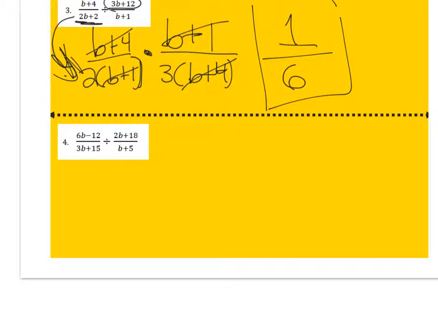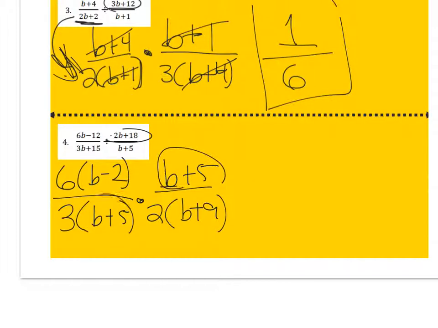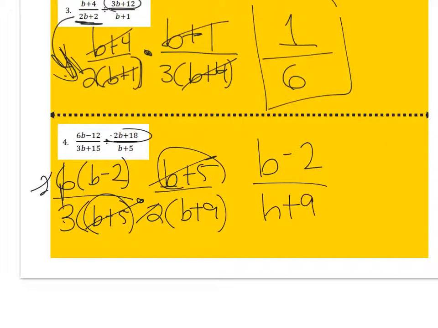For number 4, same kind of idea. I want to start factoring as fast as I can. That top one becomes 6 times b minus 2. The bottom one is 3b plus 5 times b plus 5. Then on the top, 2b plus 18 becomes 2 times b plus 9. Now, take a look. B plus 5 cancels out. 6 over 3 becomes 2. But look, 2 over 2 cancels out. So I'm left with b minus 2 over b plus 9. Nothing else can cancel out.